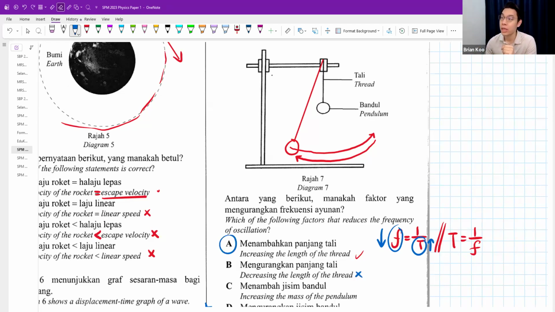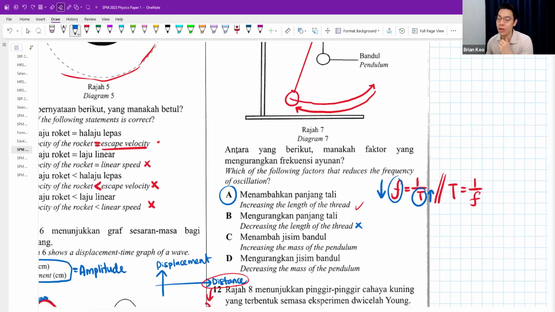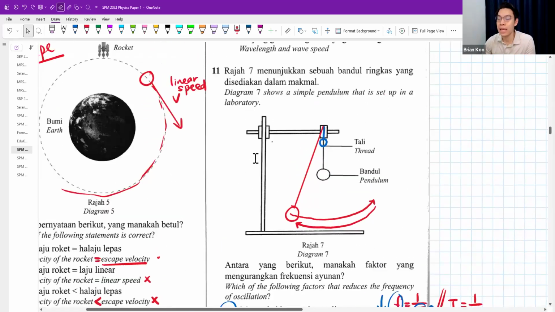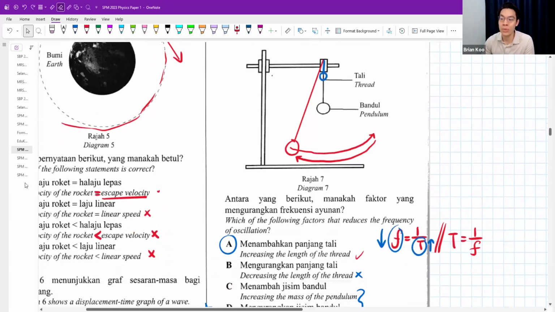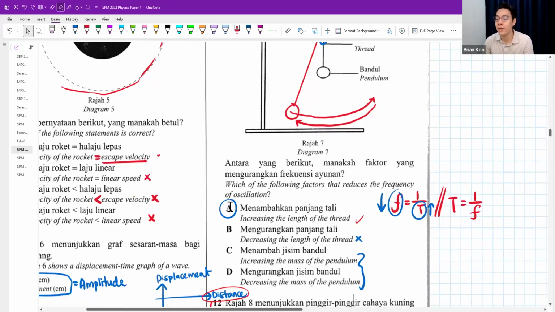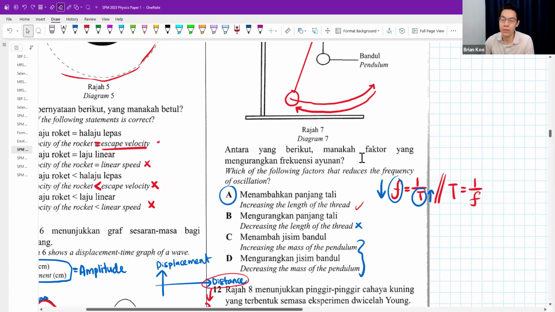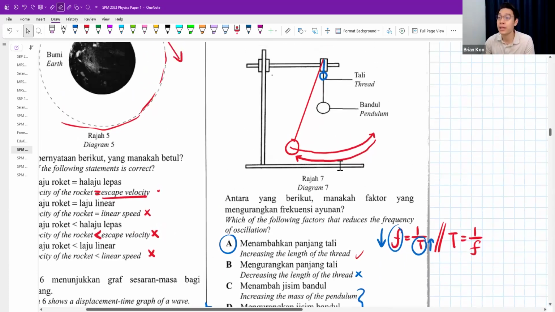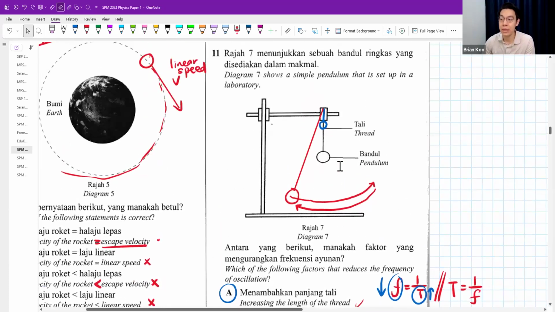Decreasing length of thread, no. Imagine you have a very short pendulum, it's going to swing very, very fast. The period is very, very short. Increasing the mass of the pendulum, actually the mass will not affect how fast you oscillate or your time taken to oscillate. This one is a little bit out of your syllabus because we never learned the formula for the period and frequency of pendulum oscillation.